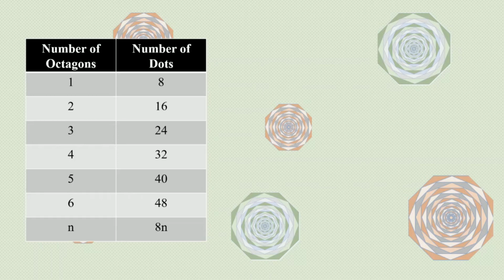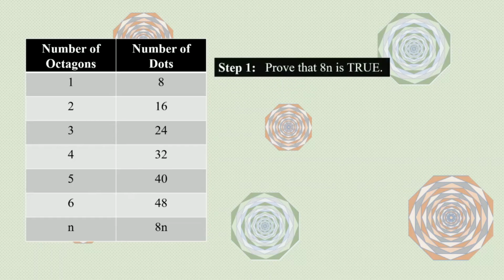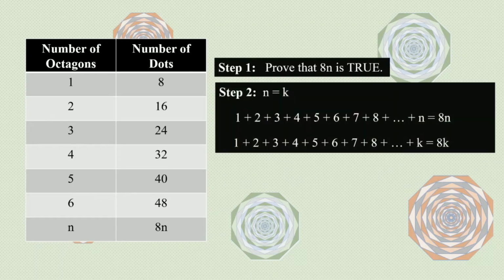Step 1. Prove that 8 multiplied by n is true. Step 2. n is equal to k. We have here 1 plus 2 plus 3 plus 4 plus 5 plus 6 plus 7 plus 8 through n is equal to 8n. And since n is equal to k, we can also say that 1 plus 2 plus 3 plus 4 plus 5 plus 6 plus 7 plus 8 through k is equal to 8 multiplied by k.